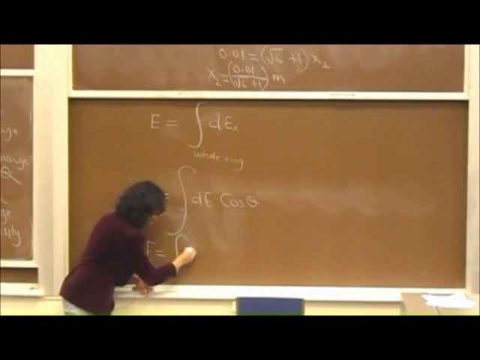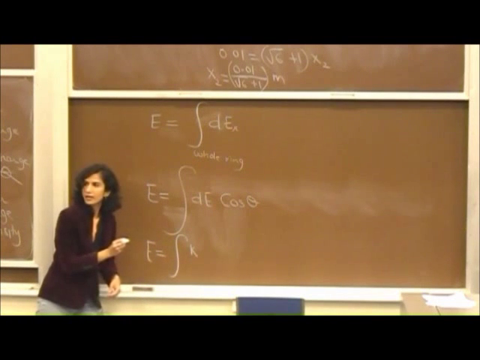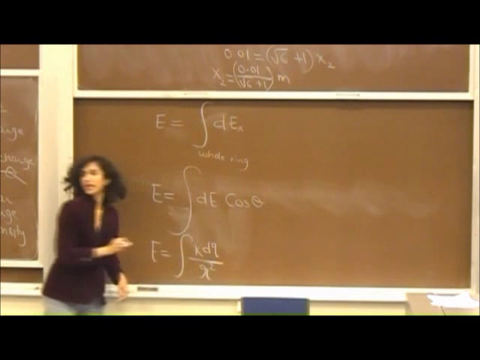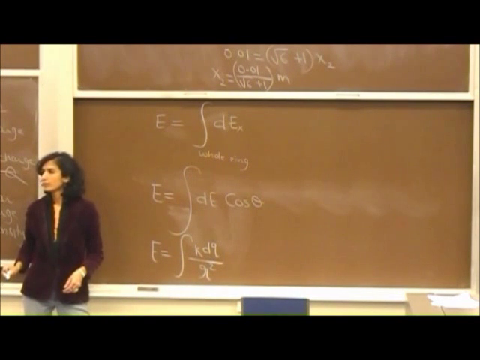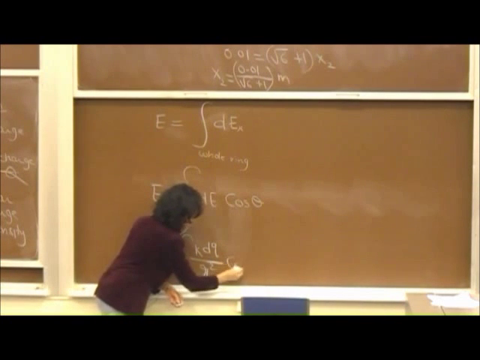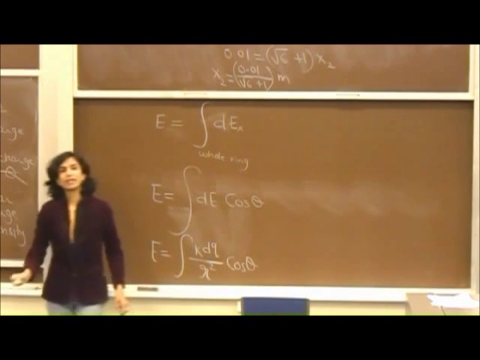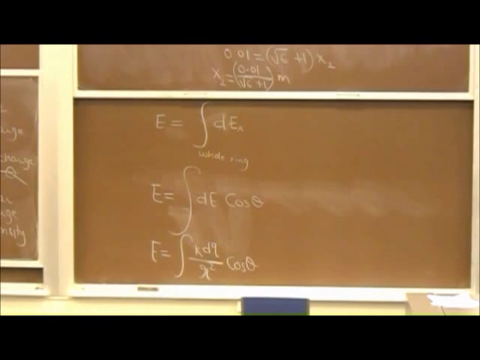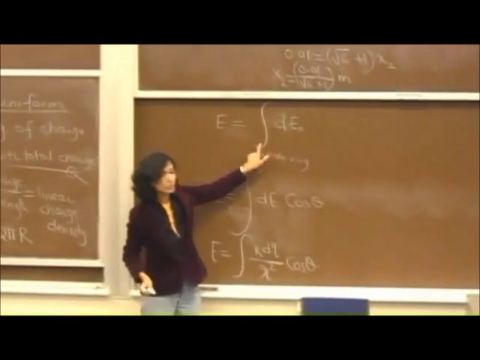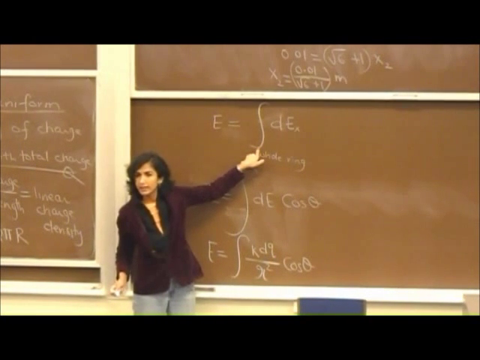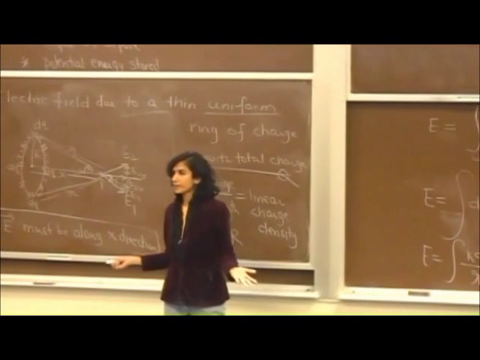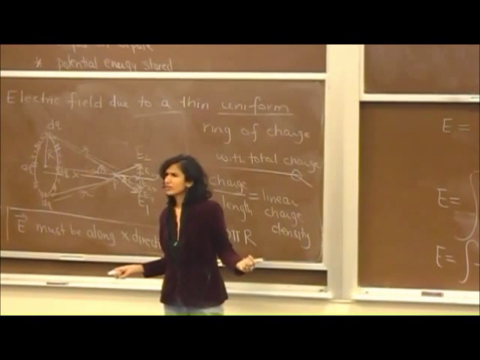dE can be written as k from Coulomb's law, dq divided by r square. But remember, we also have this cosine theta here because it's only the x component that we are adding vectorially. And all of the x components point in the same direction, so all we have to do is just add it up, which is what this integral says. Integral means just add it up, add up all the x components. Is this making sense, folks?